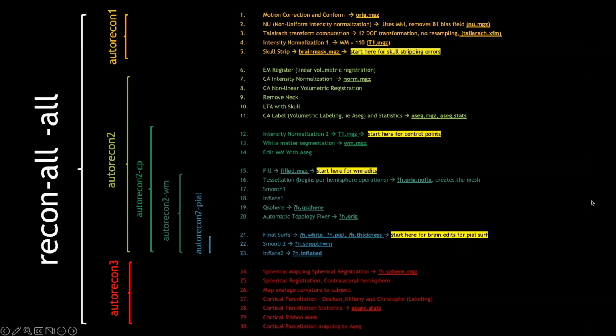basically what recon-all is doing is running each one of these steps. As I told you before, each subdivision, autorecon 1, autorecon 2, and autorecon 3, is composed of different processing steps. It's important to have in mind that each one of the subdivisions will create a bunch of different images, like the ones that are underlined here, which are some of the images that each step creates.